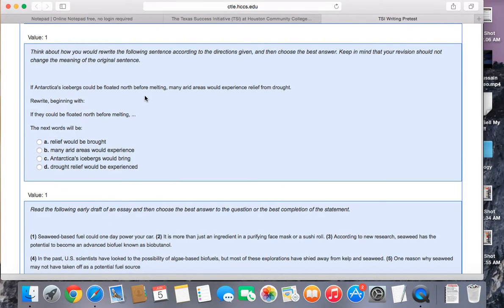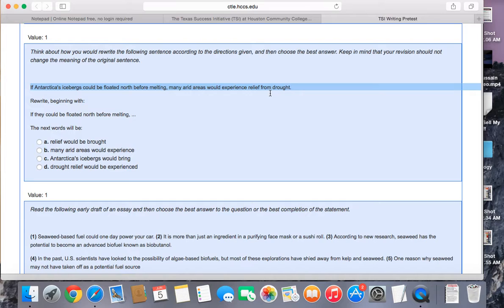Okay, let's see here. Think about how to rewrite the following sentence according to directions given. If Antarctica's icebergs could flow north before melting, many arid areas would experience relief from drought. Rewrite beginning with. What you want to do is read that sentence. If you're an international student like me, you're not gonna get everything. So you want to reread the sentence until you understand it, translate into your own language, or something like that.